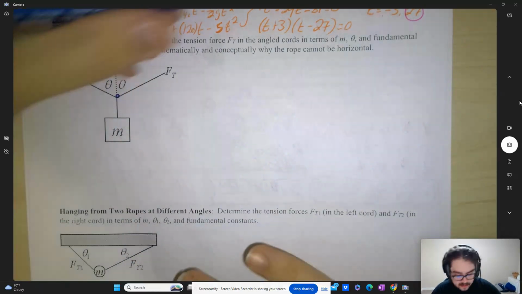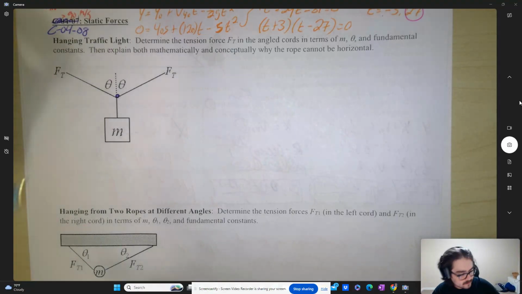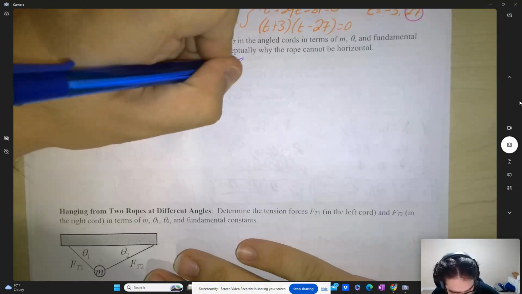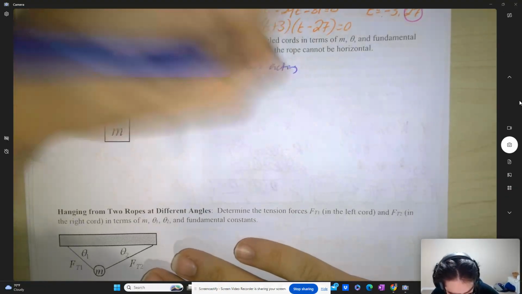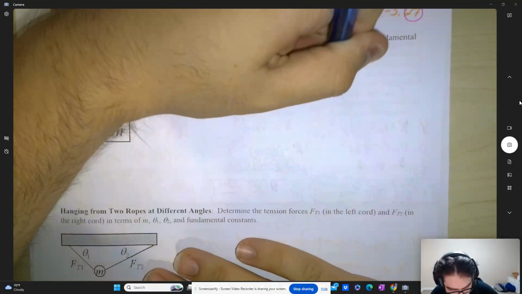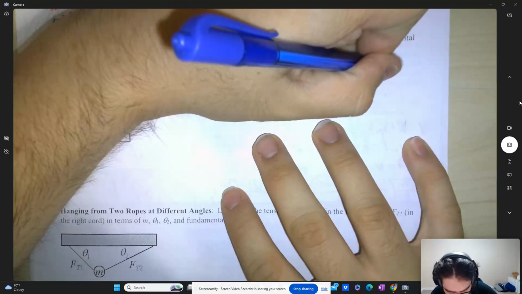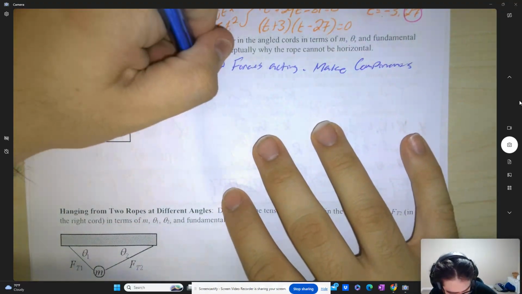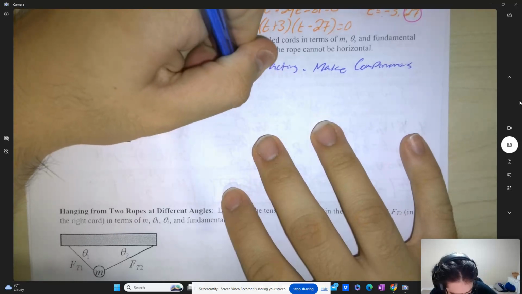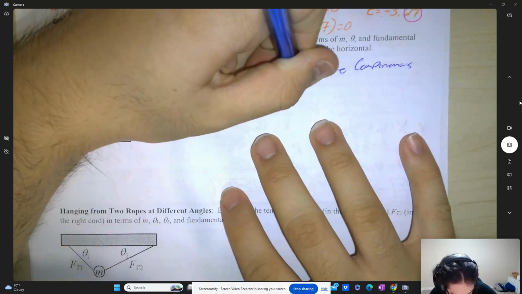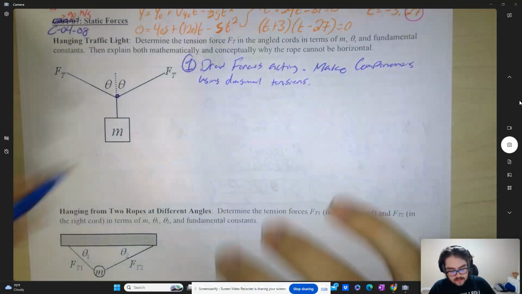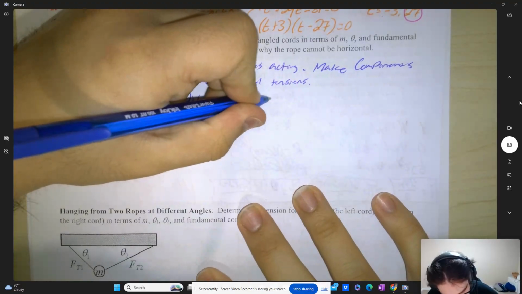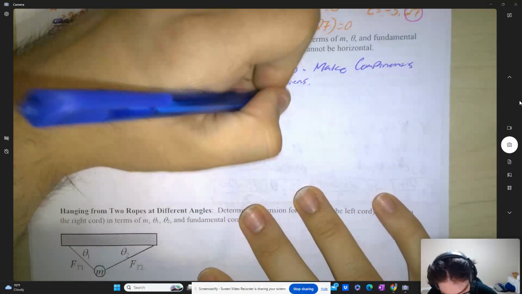And to solve our force problems, we're going to start with step one by drawing the forces acting. And we're going to make the components using diagonal tensions. So then our second step is to write equations relating forces.